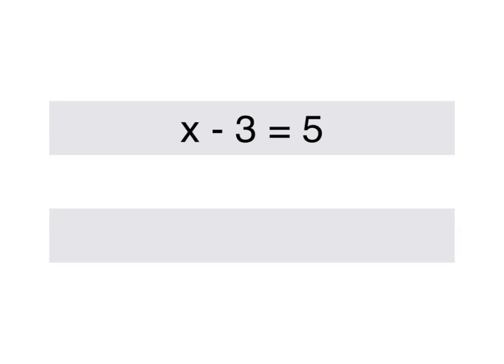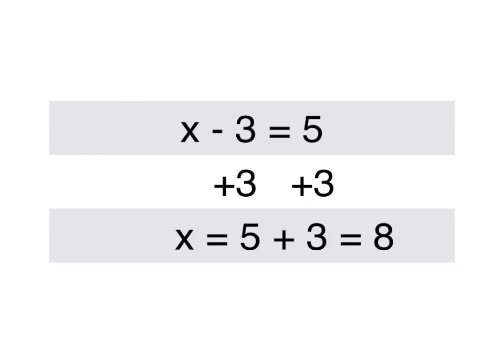All right, next example. X minus 3 equals 5. How would we solve this? We'd add 3 to each side. We do plus 3. And we end up with x is 5 plus 3, which of course is 8. All right, 8 minus 3 is 5.